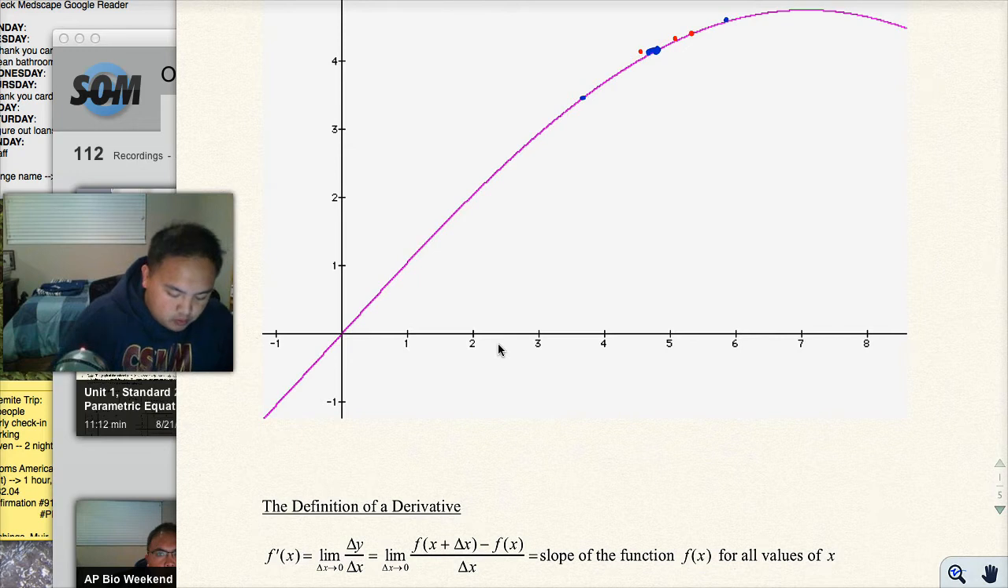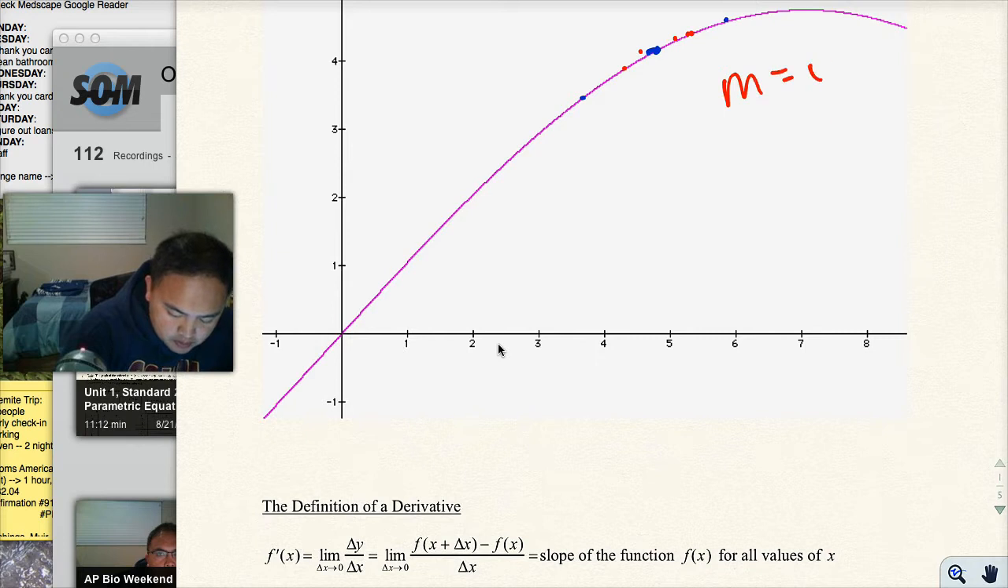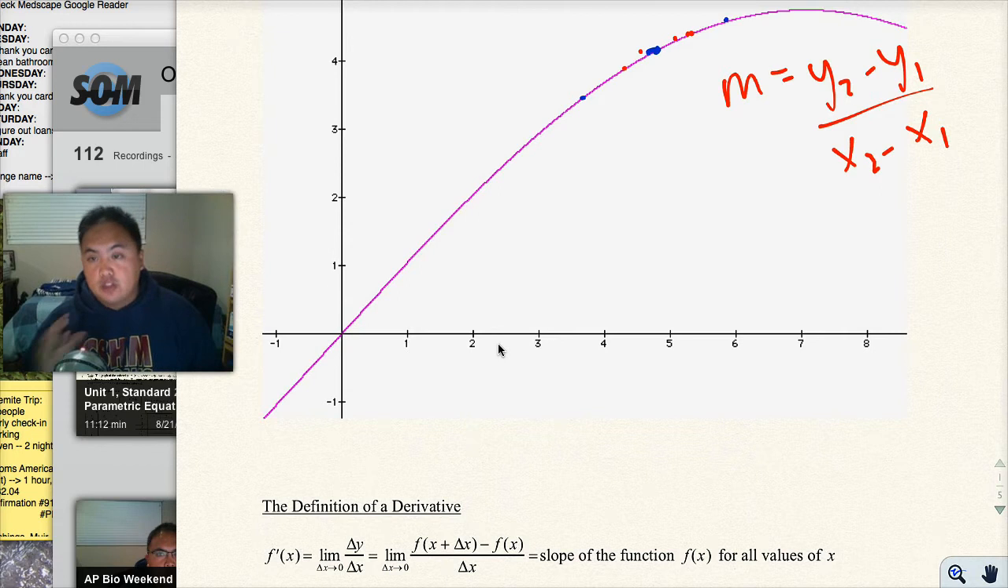Okay. So what you're basically doing is you're taking the slope formula. Okay, I'm taking this over this. Okay, if you remember the slope formula, slope is y2 minus y1 over x2 minus x1. Okay, so that's the slope formula. You should remember that, right?